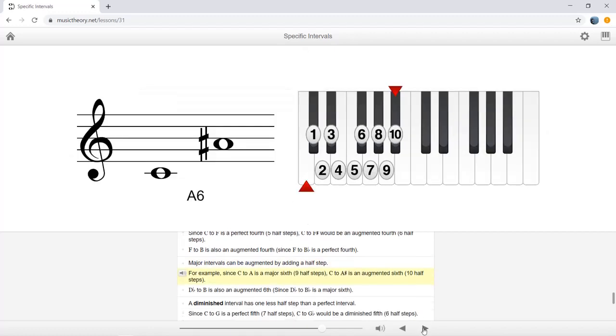Diminished, well, this is an augmented sixth. So a major sixth has 9 half steps. An augmented sixth would have 10. So 1, 2, 3, 4, 5, 6. We know it's a sixth. An augmented sixth would have 10 half steps rather than 9.